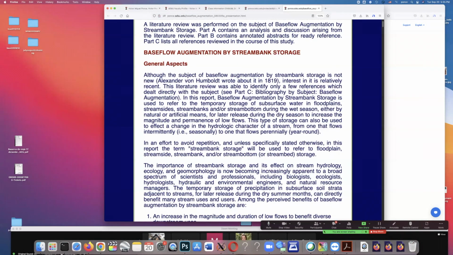Now one of the issues is the issue of name. Look at this report. It's called Baseflow Augmentation by Stream Bank Storage. I believe the person that handed this project from PG&E was concerned about stream bank storage, which is related to baseflow. So she put together the name Baseflow Augmentation by Stream Bank Storage, and of course we had to follow what she said. So this was the title of the project.